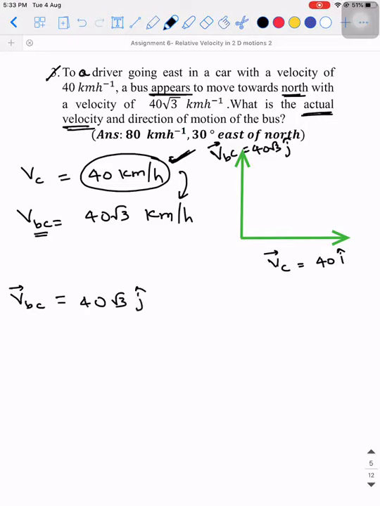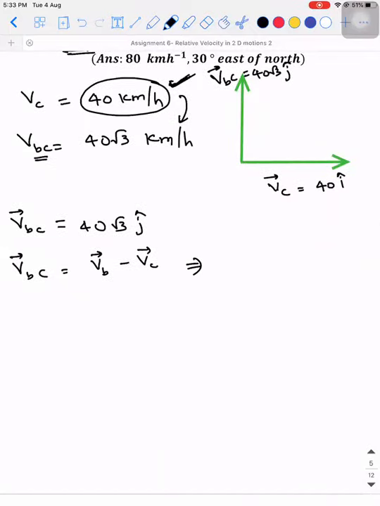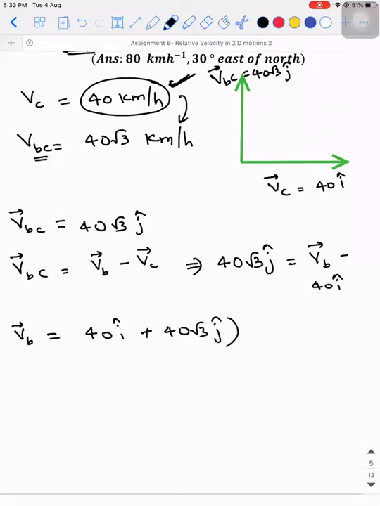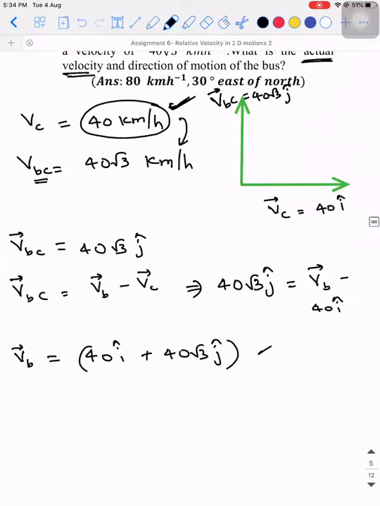But what is the formula for velocity of bus with respect to car? Velocity of bus with respect to car is VB vector minus VC vector, right? So what do I need to find? We need to find the absolute velocity of the bus. So 40 root 3 j cap is equal to velocity of bus vector, which I need to find out, minus 40 i cap. So what is the velocity of bus, guys? 40 i cap plus 40 root 3 j cap. I hope it's clear, right? But what are they asking? What is the actual velocity? So this is the actual velocity.